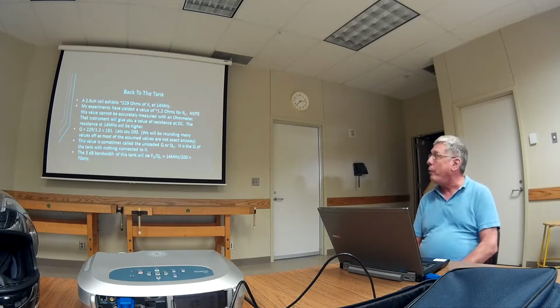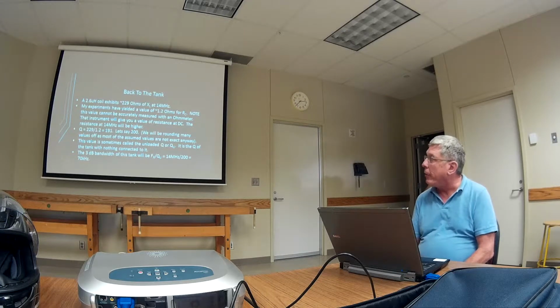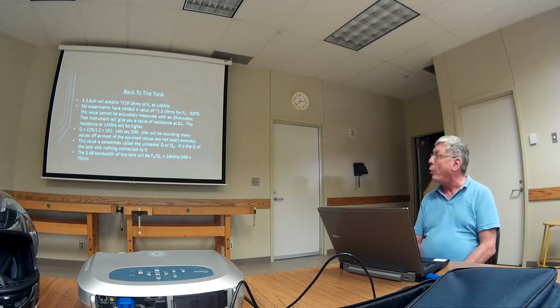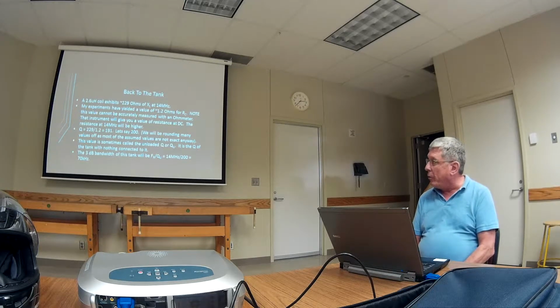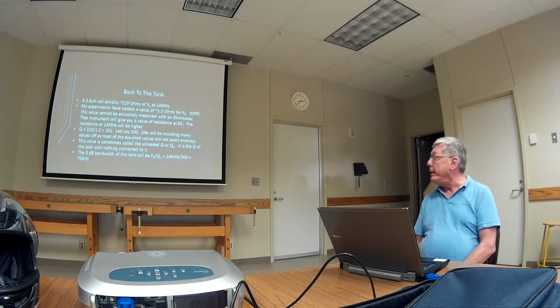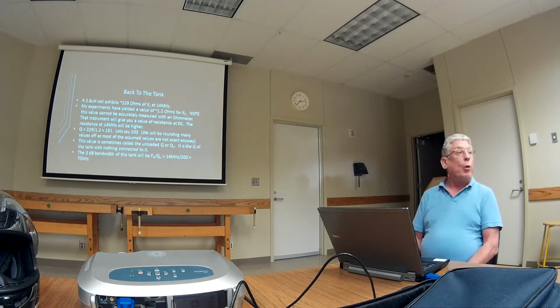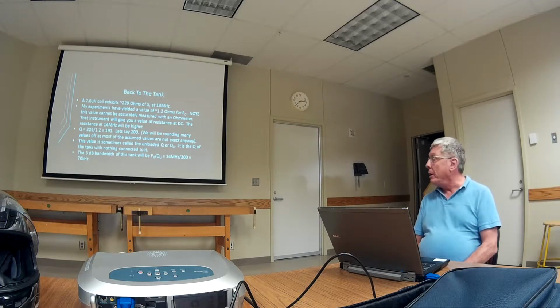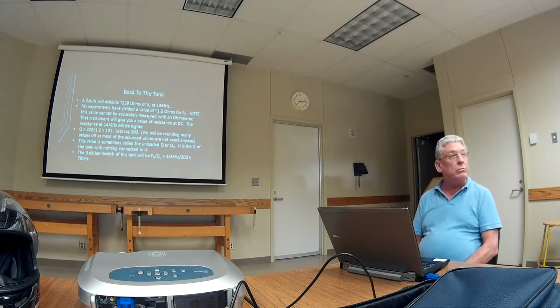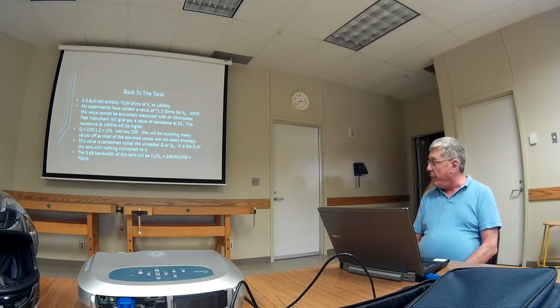So back to this tank we're going to use. 2.6 microhenries is about 229 ohms of reactance at 14 meg. I've run a number of experiments on this, and at least for the coils I'm using, I get a value of about 1.2 ohms for the loss. That's not something you can measure with an ohm meter. I wish it was; it'd be a lot easier. But at high frequencies, with skin effect and core loss, it's going to be more than what you measure with an ohm meter. So let's see if we can figure out what the Q is.